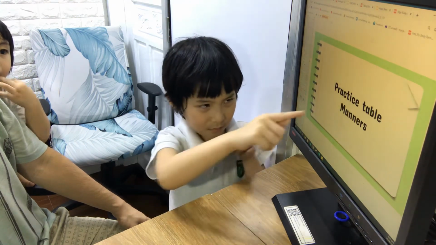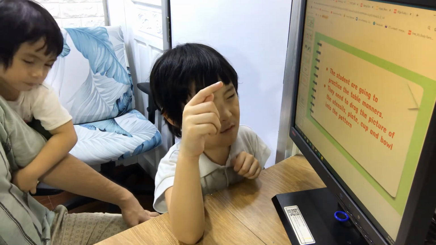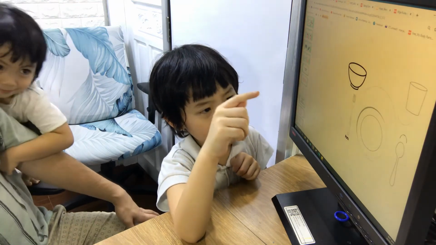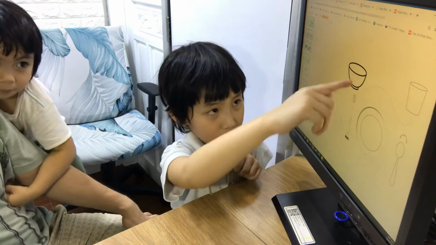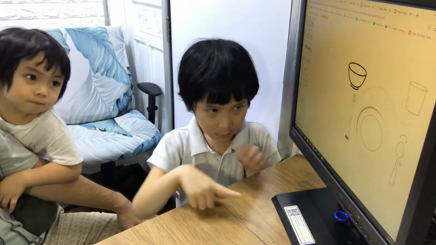Practice table manners, okay? The students are practicing. They need to drag the picture and the utensils. Where's the fork? Fork. The spoon.